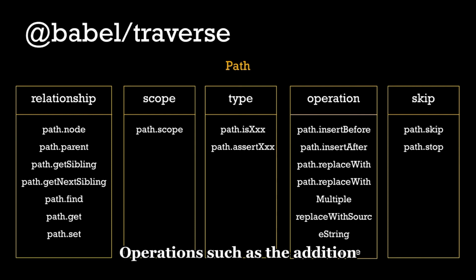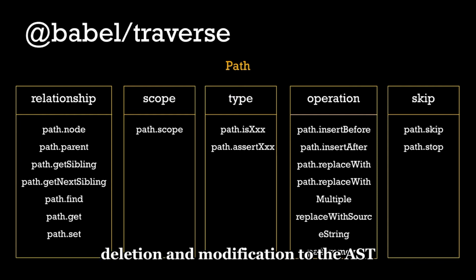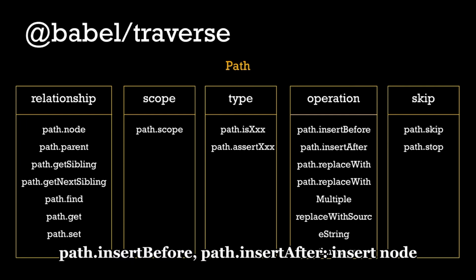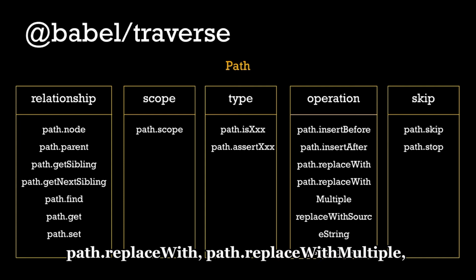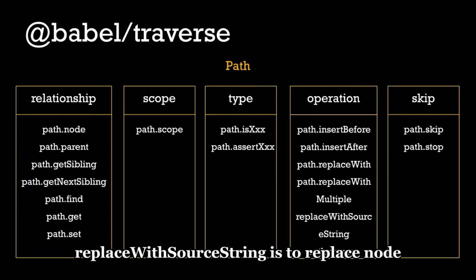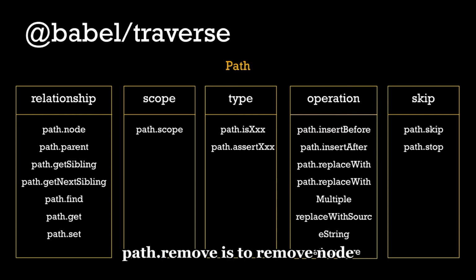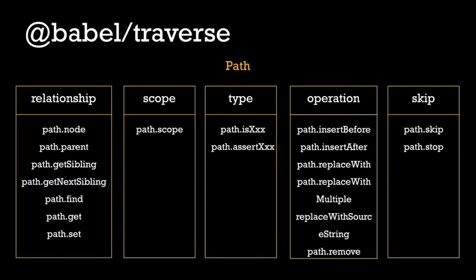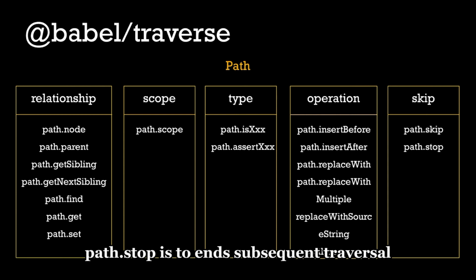So operations such as addition, deletion, and modification to the AST: path.insertBefore and path.insertAfter insert nodes. Path.replaceWithMultiple and replaceWithSourceString replace the node. And path.remove, of course, removes the node. For skipping traversal, path.skip skips the traversal of the current node's children. Path.stop ends the subsequent traversal.